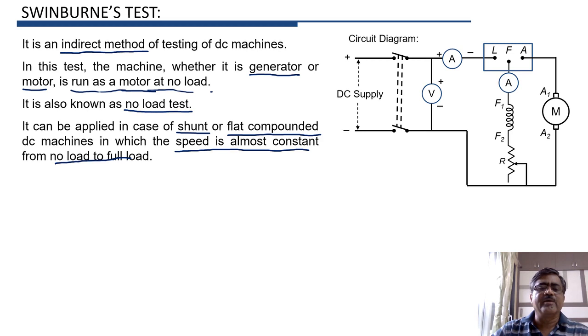Now this method we cannot apply for series machines because you know that series motor cannot be operated at no load. If it is operated at no load, its speed may become dangerously high and it may get damaged. And therefore, this method is suitable for shunt machines or flat compounded machines where field current is constant from no load to full load.